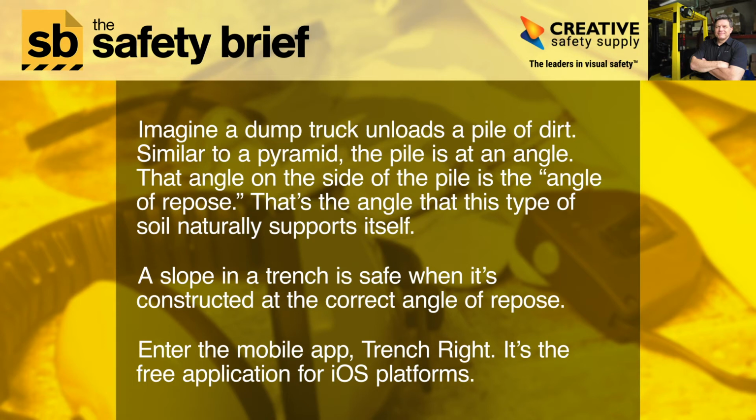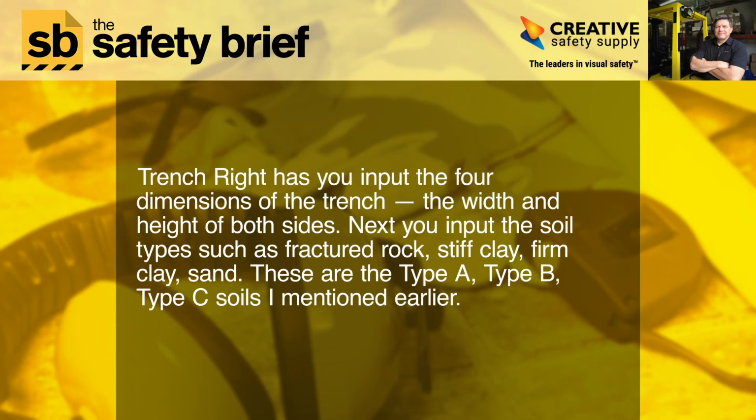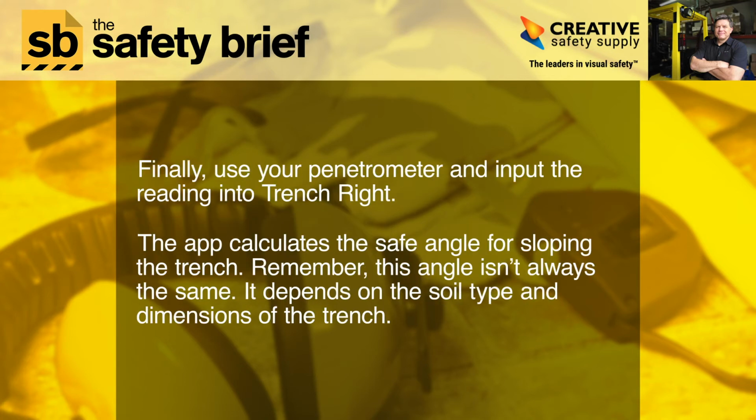Enter the mobile app TrenchRite. It's a free application for iOS and Android platforms. TrenchRite has you input the four dimensions of the trench, the width and height of both sides. Next, you input the soil type, such as fractured rock, stiff clay, firm clay, sand. These are the type A, type B, and type C soils I mentioned earlier. Finally, use your penetrometer and input the reading into TrenchRite. The app calculates the safe angle for sloping the trench.